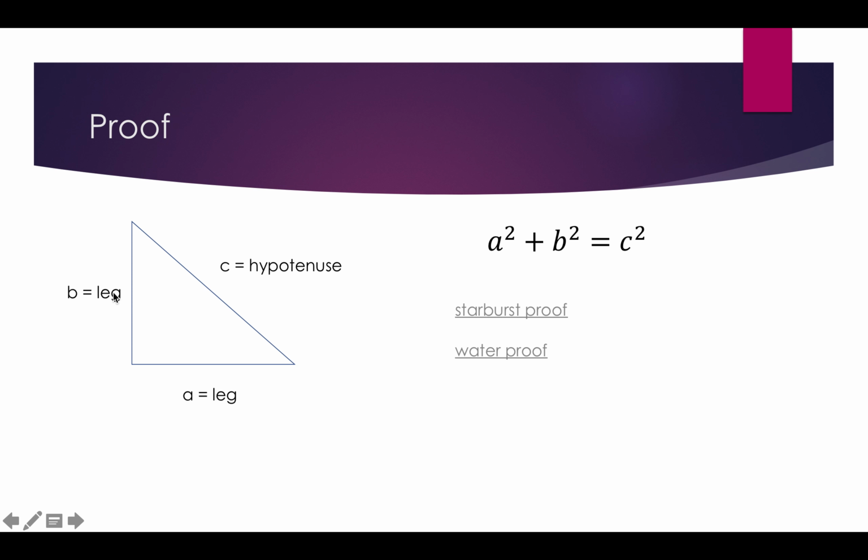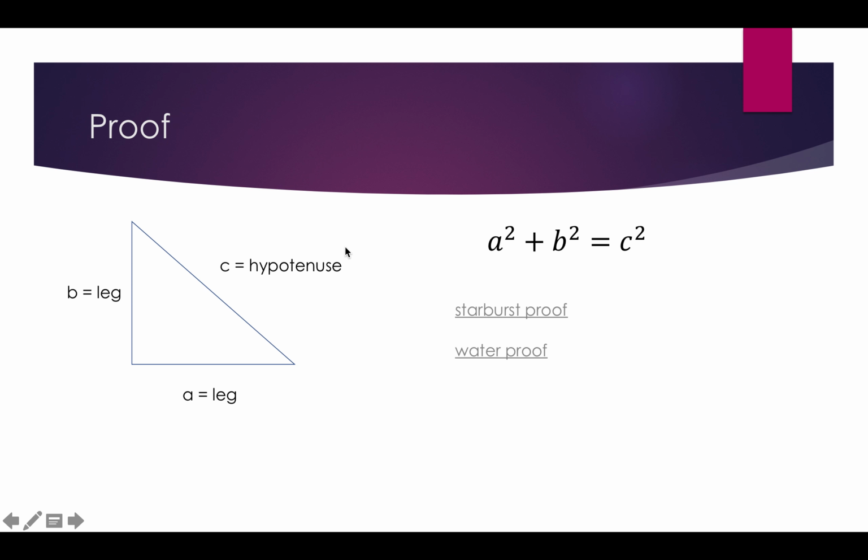It says that if you take your two legs, we call them A and B, and you square them, A squared plus B squared is equal to C squared. And C is always the hypotenuse. The hypotenuse is going to be our longest side, and it's always going to be across from our right angle. So directly across from the right angle.